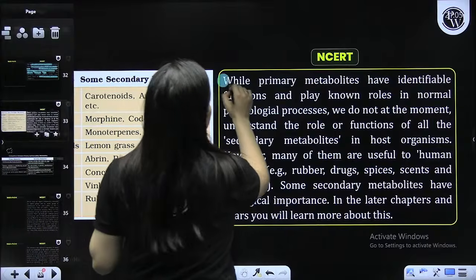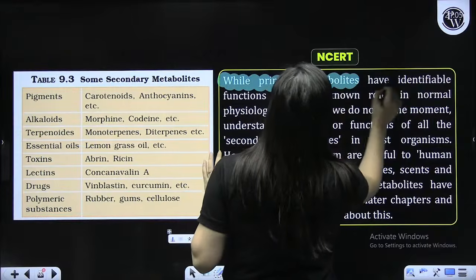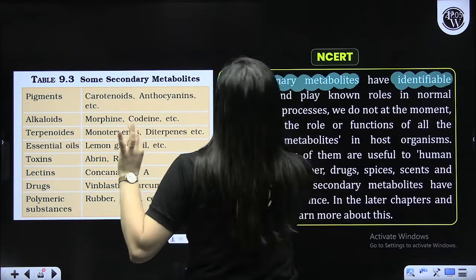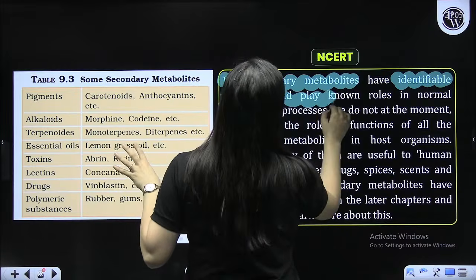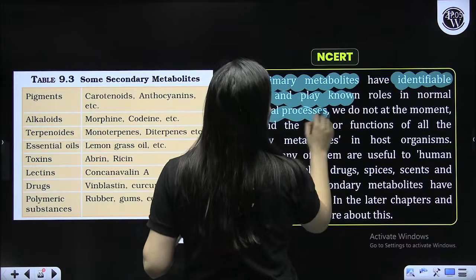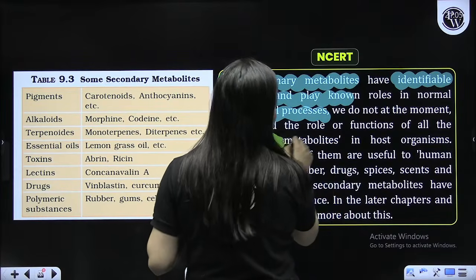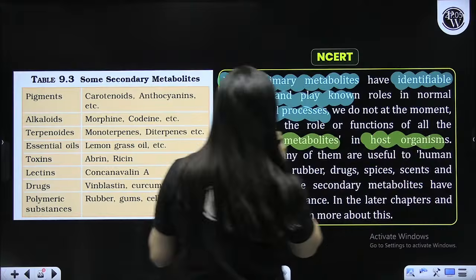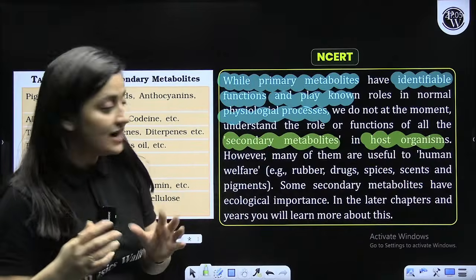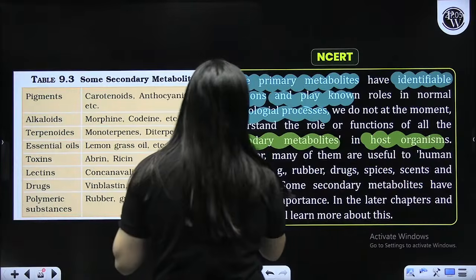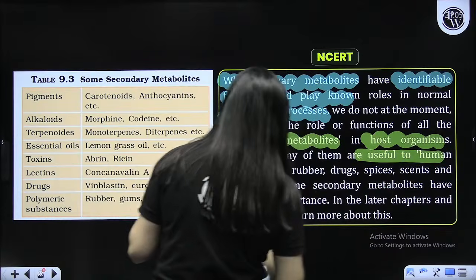Now, the next part is, while primary metabolites have identifiable function, as I just told you, and they have an important role in normal physiological processes, the role of secondary metabolites is not that clear in the host organism. It is not that clear. So many of them are used for human welfare. Is that clear?